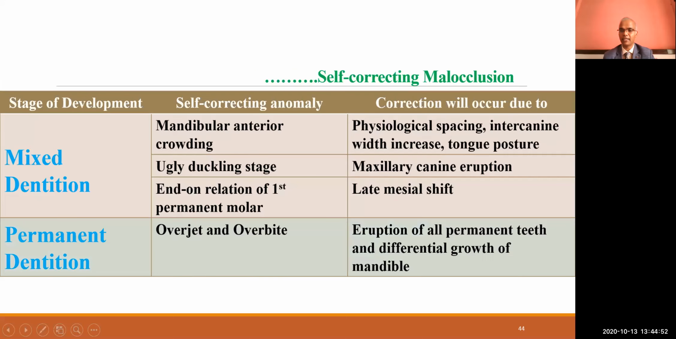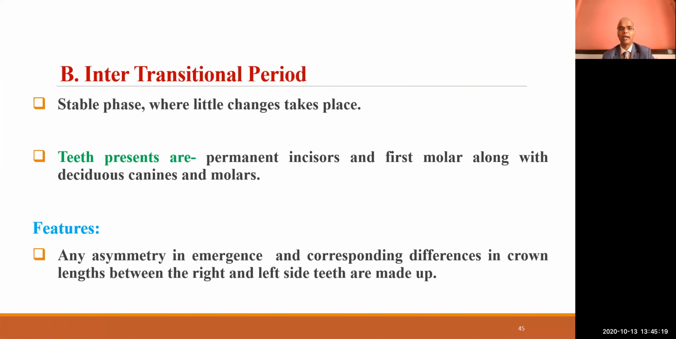by eruption of permanent teeth. In mixed dentition, mandibular anterior crowding is corrected by physiological spacing, intercanine width increase, and tongue pressures, and the ugly duckling stage is corrected by maxillary canine eruption. End-on relationship of the first permanent molar is corrected by late mesial shift, and in permanent dentition, overjet and overbite are corrected by eruption of all permanent teeth and differential growth of the mandible. The intertransitional period is the most stable phase.